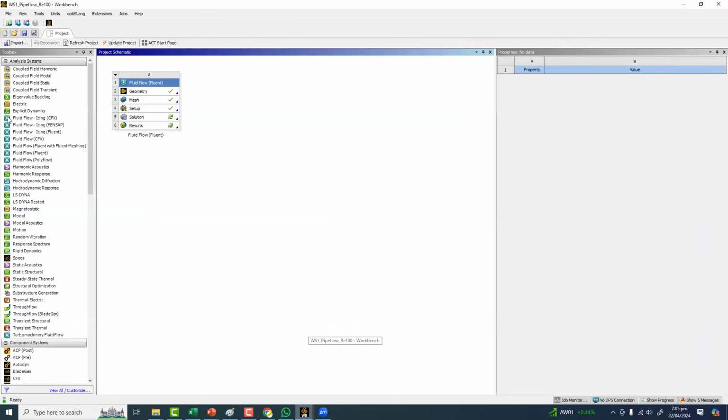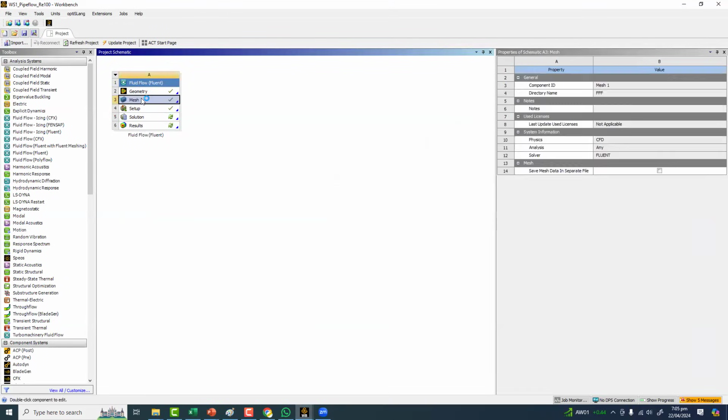Okay, this is a file which we had in the last week, and I think we have done the meshing part. So let's open the meshing here first.